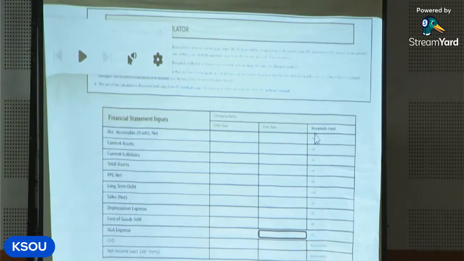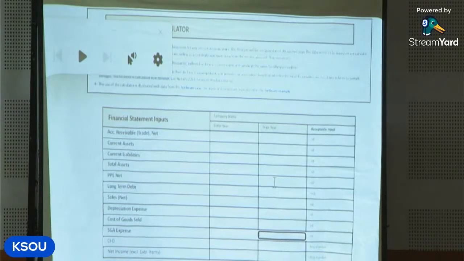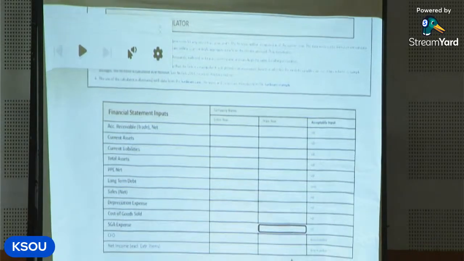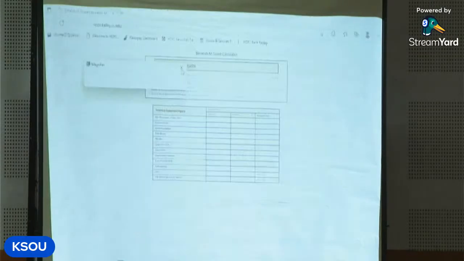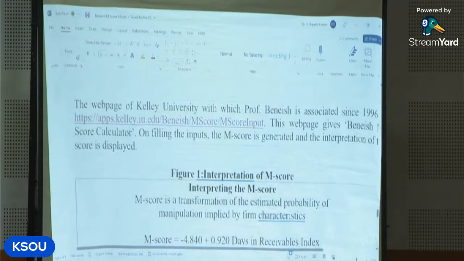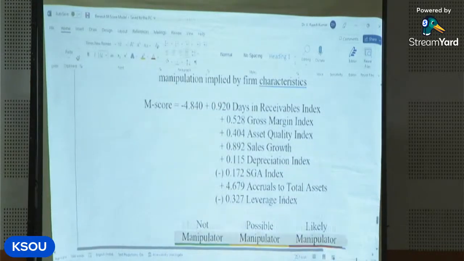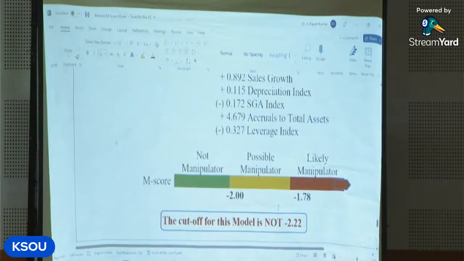Accounts receivable for current year, last year. Same as what I showed you. Put the numbers in, enter them here, and only then will it take them. And when you do that, it will give the score and also tell you how to read the score. So it will show this, and this is how to read it.